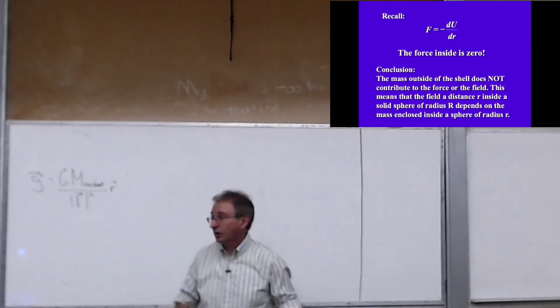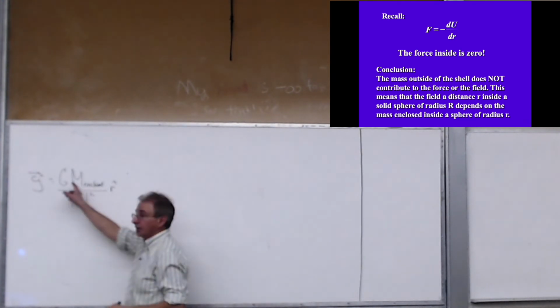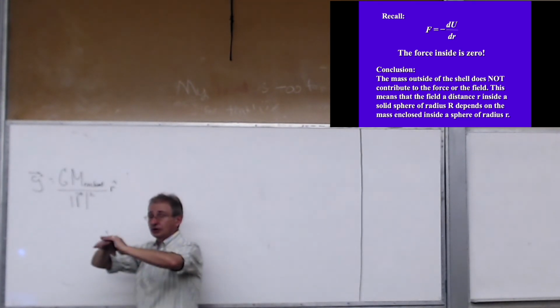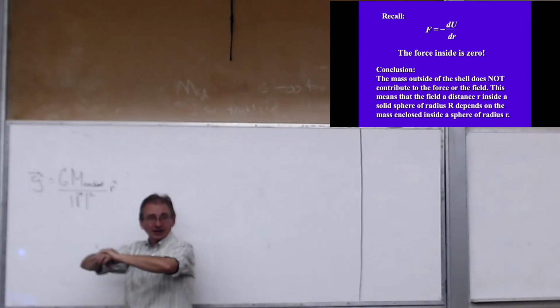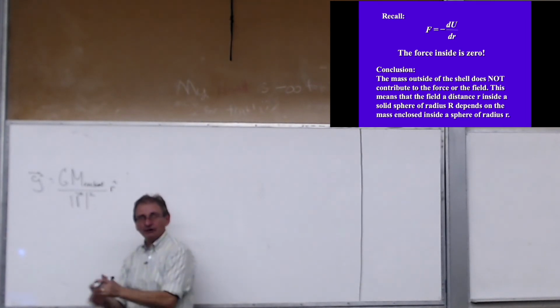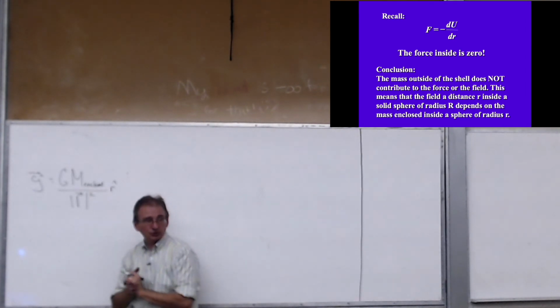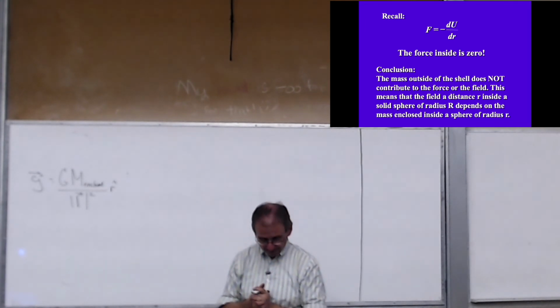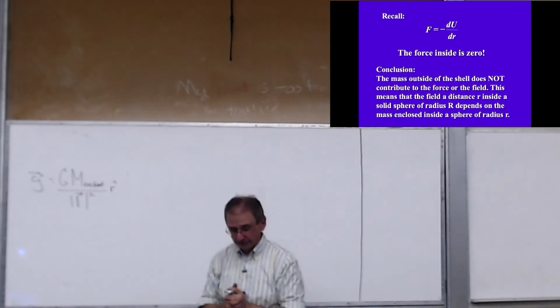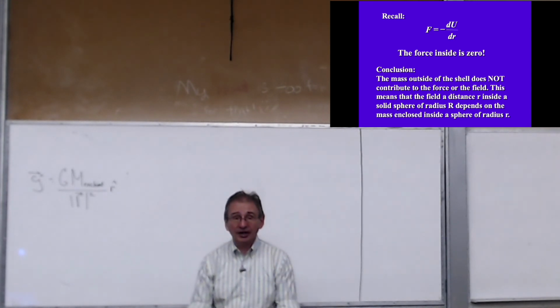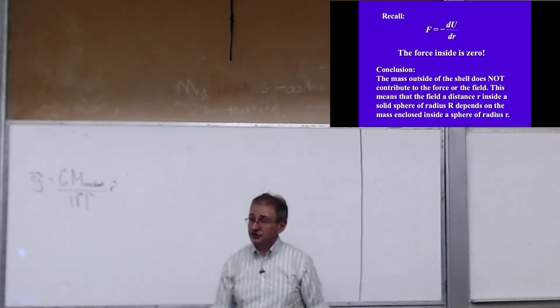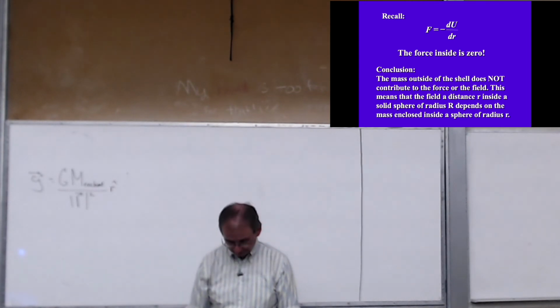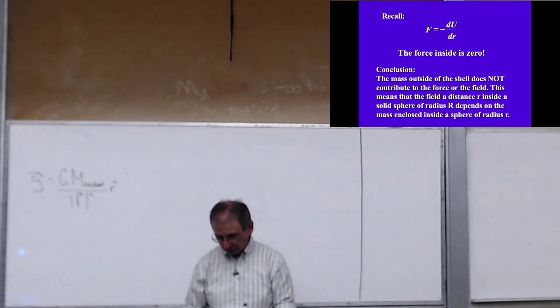What do I mean by enclosed? It's the mass enclosed inside a sphere of radius r, right? And I'm just doing spherical problems. Okay, I'm just doing spheres right now. For the cylinder, then it would be the mass inside a cylinder. Okay, so what is the uniform case?